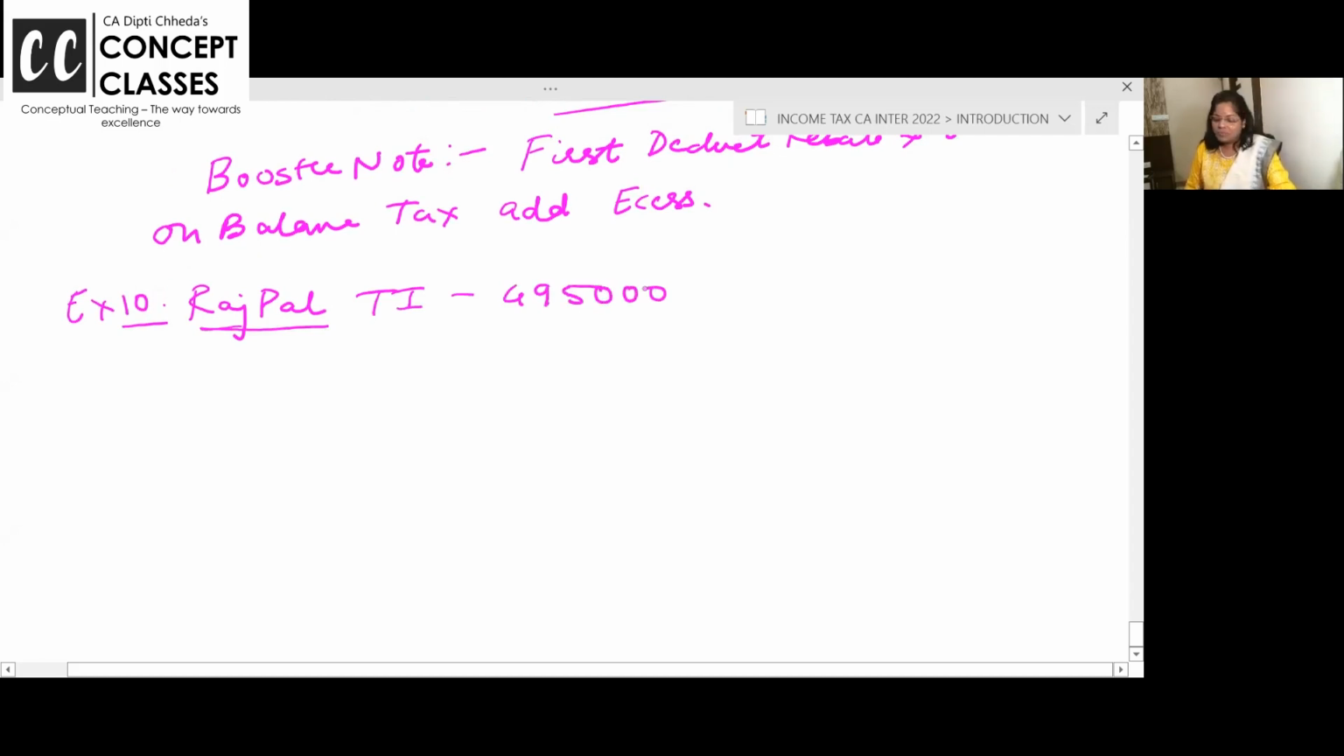So Rajpal's total income is 4,95,000. Chalo. And this time age is not given in the exam, ma'am. Printing mistake in the paper. Nothing given means he is less than 60 years. If he is 60 years above or 80 years above, it will be highlighted. And sometimes in the exam, this is where the fun comes.